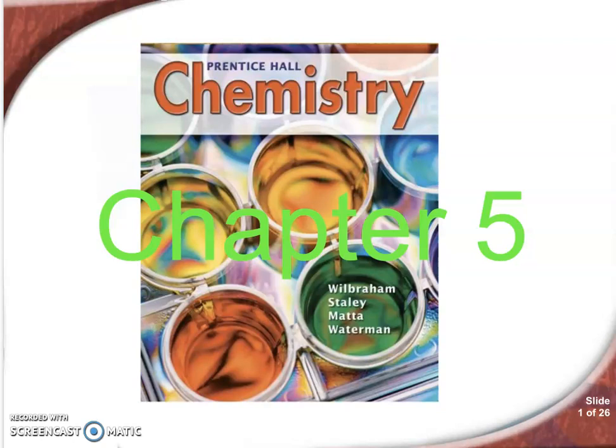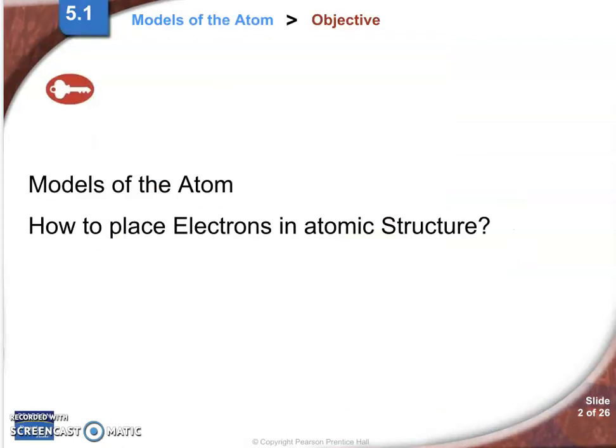Chapter 5 is about electron configuration. We will discuss two things in this chapter. We will discuss models of the atom and how to place electrons in atomic structure. So let's get started.